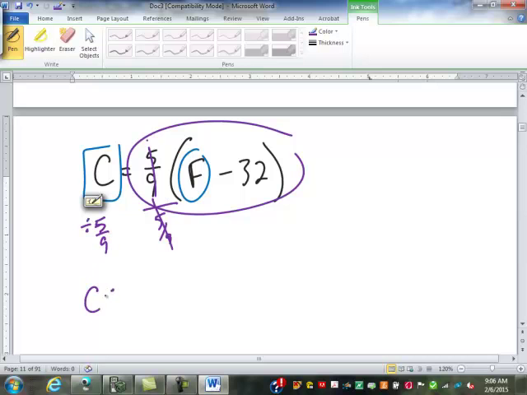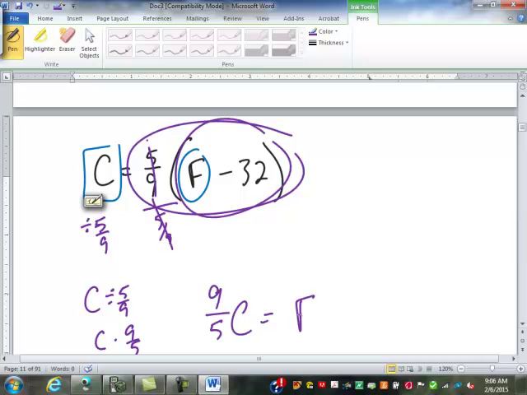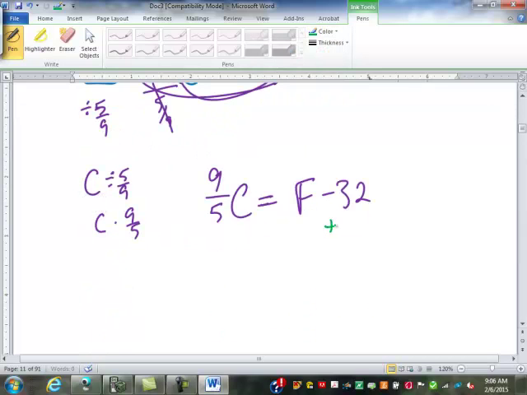So C divided by 5/9 is the same as C times 9/5, which is just 9/5 C. And that's going to equal F minus 32. I was able to drop the parentheses from around it because there's nothing else over on that side of the equation anymore, so there's no need for the parentheses. And now to solve that, all I have to do is add 32. Well, 9/5 C plus 32 is just 9/5 C plus 32.